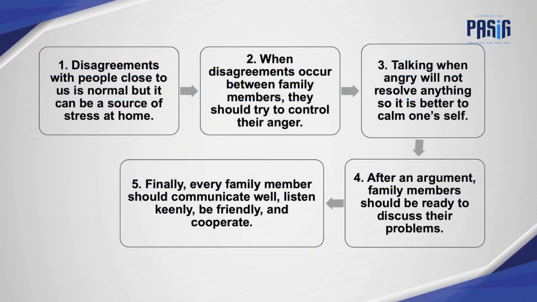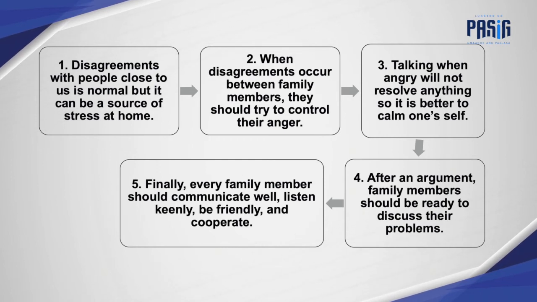Number 1, disagreements with people close to us is normal, but it can be a source of stress at home. Number 2, when disagreements occur between family members, they should try to control their anger. Number 3, talking when angry will not resolve anything, so it is better to calm oneself. Number 4, after an argument, family members should be ready to discuss their problems. And number 5, finally, every family member should communicate well, listen keenly, be friendly, and cooperate.